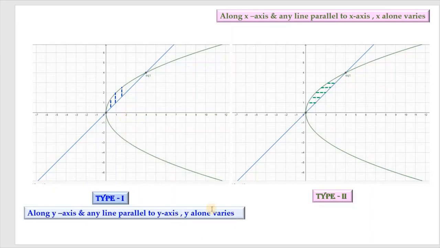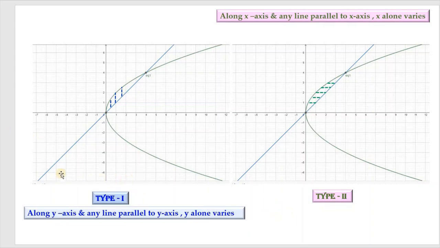So changing the order of integration is, you may be given the given integral to be of type 2. In that case, you will have to change it as type 1, or you may be given type 1 and you will have to change it in terms of type 2. So that is what we mean by changing the order of integration: first with respect to x and then with respect to y, or with respect to y first and then with respect to x.